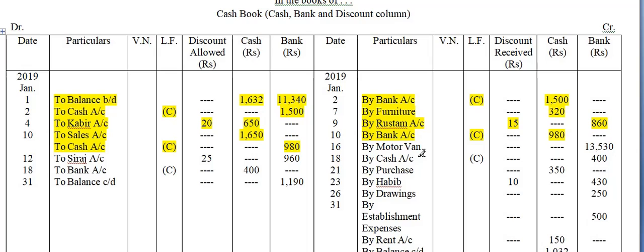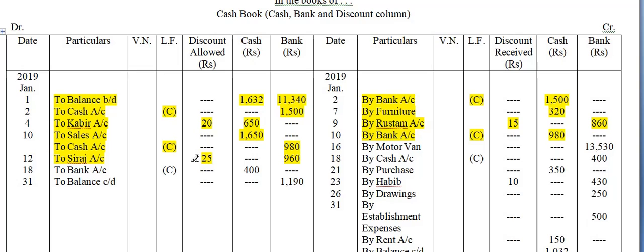Now on 12th, received from Siraj by check, allowed him discount. So you are receiving money from Siraj by check on 12th. So you will write to Siraj account. How much? 960 through check. And how much discount is allowed to him? 25 rupees.